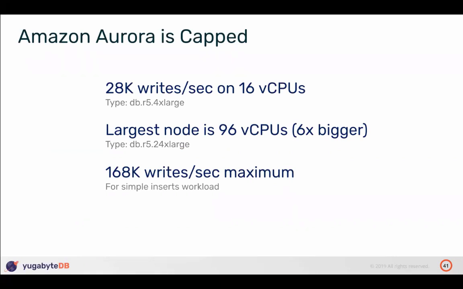Now, since only a single node can take writes, you could go up to a DB-R5 24x large, which is 6 times bigger, and has 96 vCPUs, but that is absolutely the largest node you can get for Amazon Aurora. So assuming that the database in the software is able to scale with more vCPUs, 28K times 6, 168K, is your maximum, right? So that's all you can do with Amazon Aurora if you want consistent writes for the simple inserts workload. Now, obviously, this is going to get spread across a number of your tables, et cetera. But if your write load is growing, that's all you can do with a single node of Aurora.